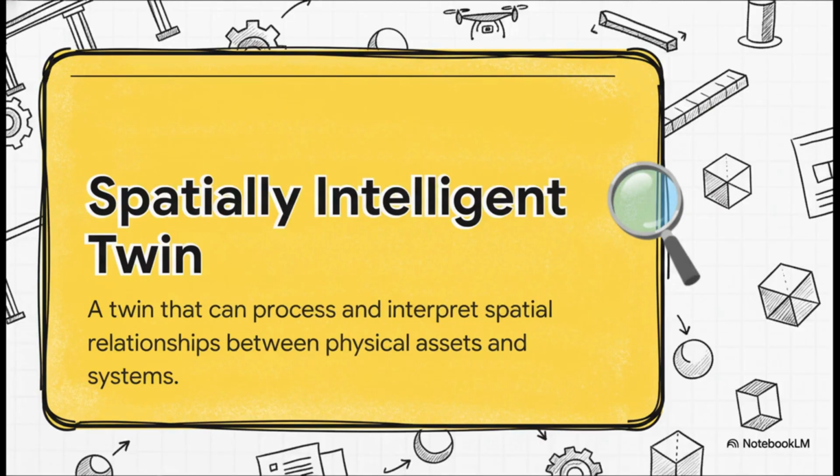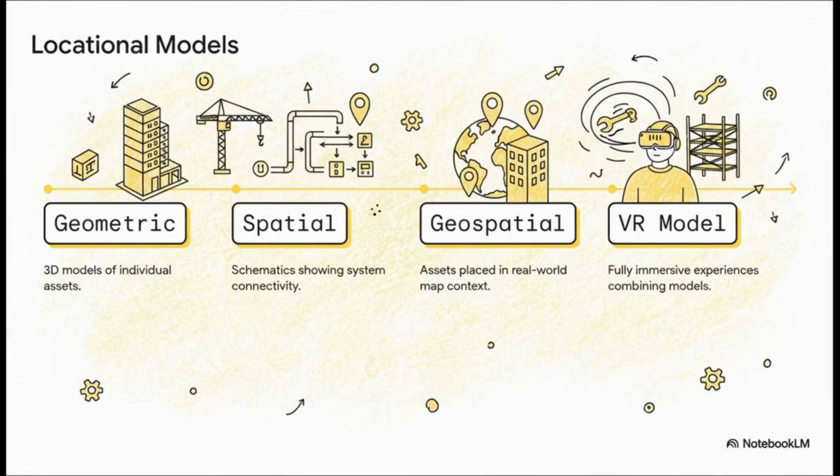This intelligence has really evolved over time. We started with basic 3D geometric models of, say, a single pump. Then we created spatial models to show how all the pumps and pipes connect. After that, geospatial models put the whole system on a map, giving it real-world context. And now we're combining all of it into fully immersive VR models, where you can literally walk through the project before a single shovel hits the ground.